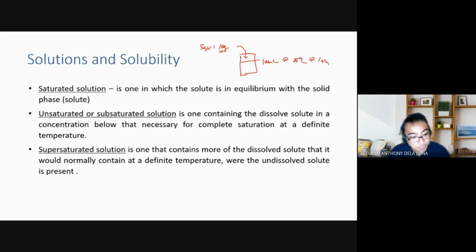Obviously, class, pag sinabi natin supersaturated, what happens here? Yun na nga, it is one that contains more than the dissolved solute that it would normally contain at a definite temperature, where the undissolved solute is present. Okay, so basically, class, pag supersaturated na yan, hindi na kayang tunawin nung solvent mo at a given volume, temperature, and pressure, yung excess solute na gagamitin natin. So, maliwanag ba tayo doon?